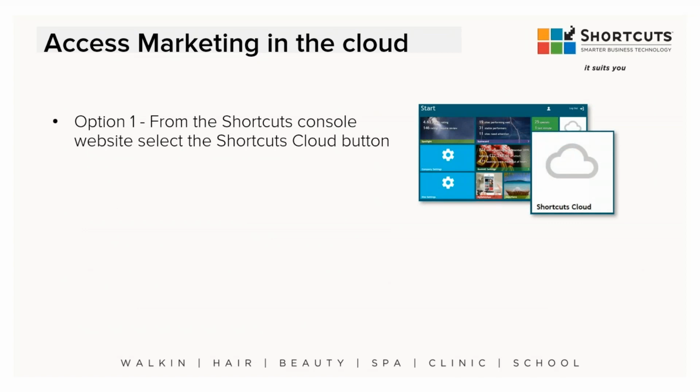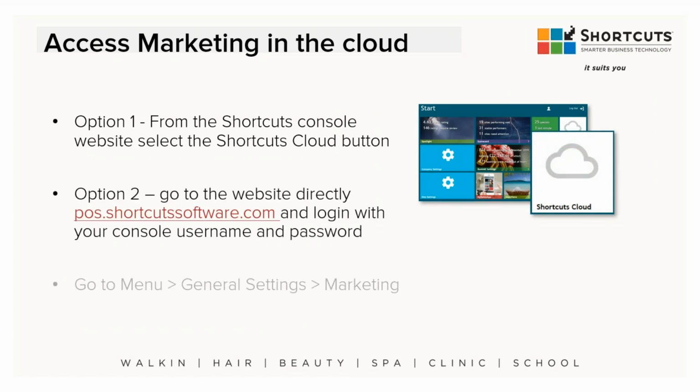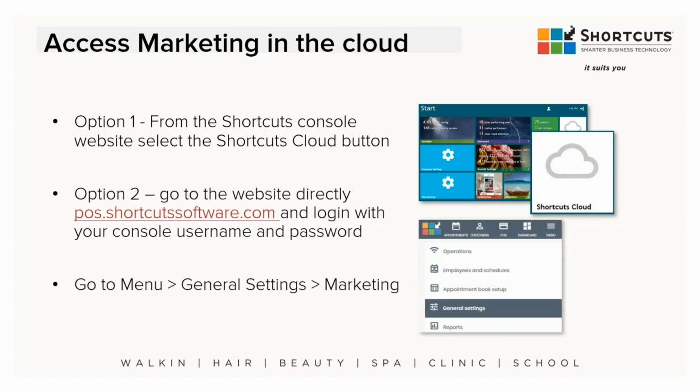So now that we've done all of this configuration, you've configured your client cards, you've created coupons that you want to start emailing, you've added your company logo, you've added your social media links. Now to actually build a campaign. From the console, you're going to go to the button that says Shortcuts Cloud. And once you're in the cloud, there's a button at the very top of the screen that says Marketing.